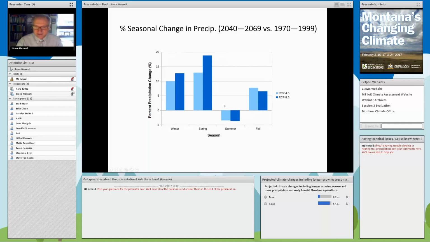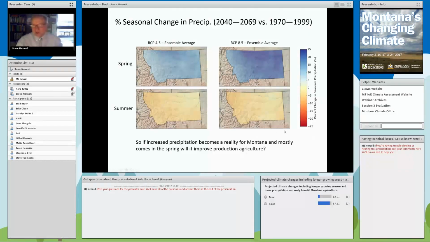So if increased precipitation becomes a reality for Montana and mostly comes in the spring, will it improve production agriculture? Well, that's a big question. And like I said, in some ways, if we have longer growing seasons, the people that are really likely, I think, to benefit from this are your market garden kind of production. So we're more apt to see more crops and more production and more potential for CSAs and operations like that. However, when it comes to those irrigated crops and things that need the moisture later in the summer, if we're not storing moisture in the form of snow in our mountains, that can be problematic.